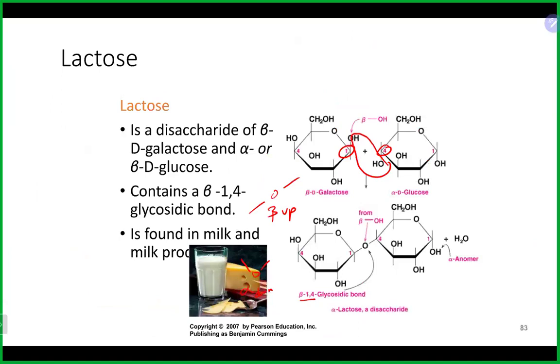Obviously, lactose is found in milk and milk products, and sometimes people have a hard time digesting that and breaking those bonds in the body.